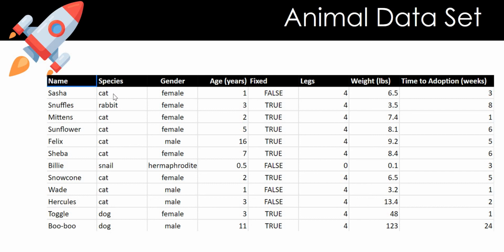But look at the next column. We have multiple cats. We have multiple dogs. And this is only a snapshot. I believe there's more than one rabbit. Same thing with gender. There's a female. There's multiple males as well. There's actually only one hermaphrodite. But the thing that's unique about these is the names are all unique. There's not more than one Sasha, okay?